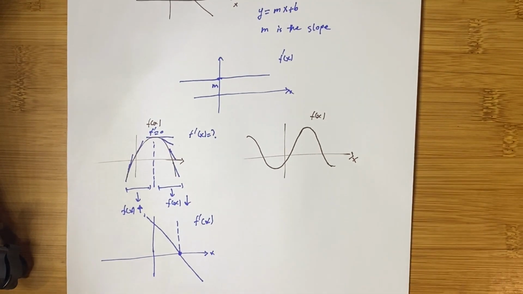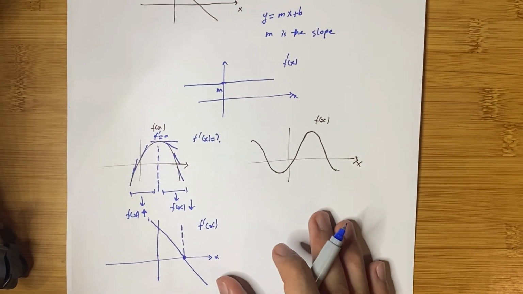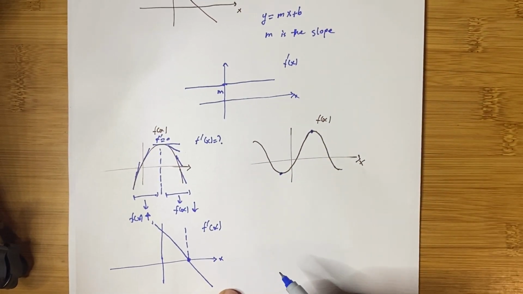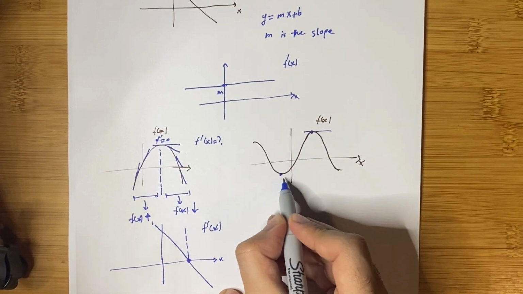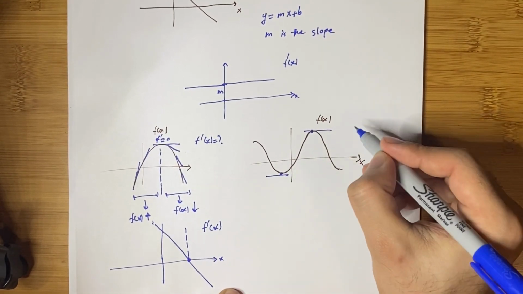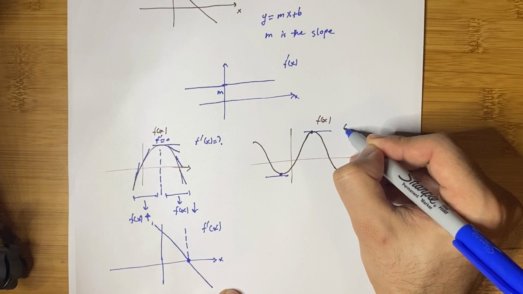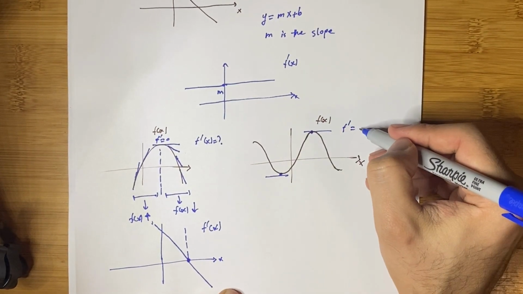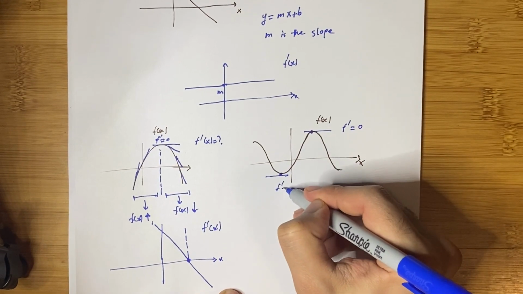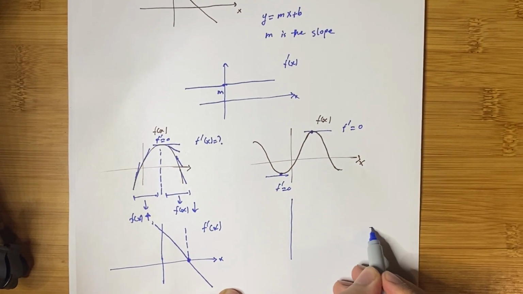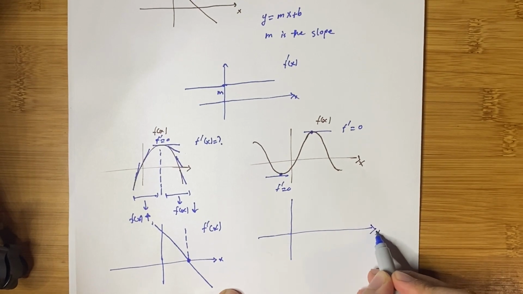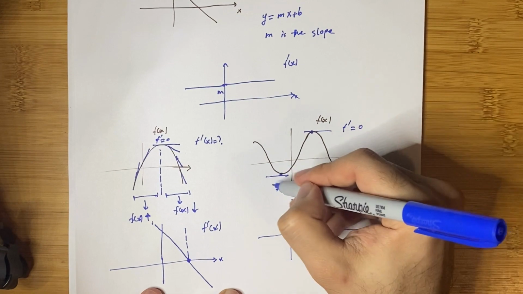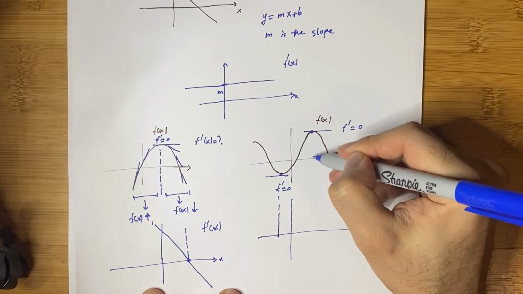For this graph, first we can take this point here, the maximum and minimum. If we draw the tangent lines for these, the slope will be 0, which means its derivative f prime at this point will be 0. So if we translate that into here, this point will be here.